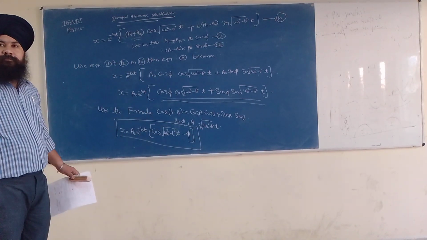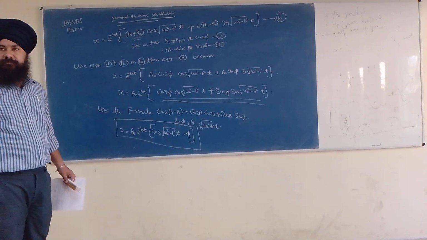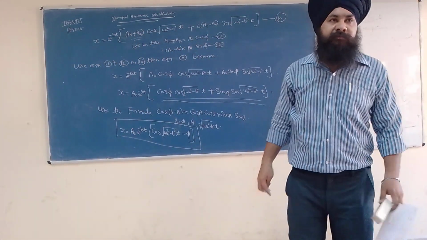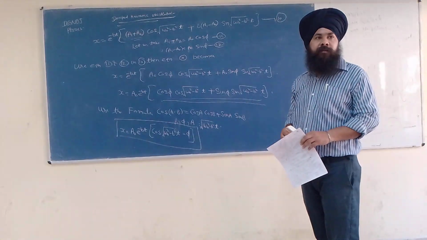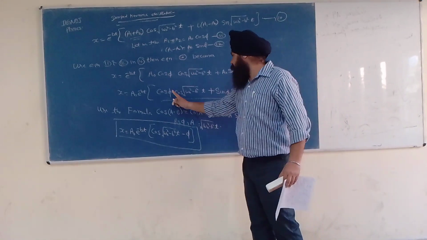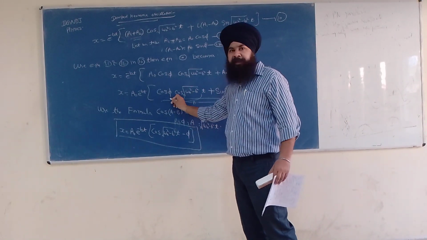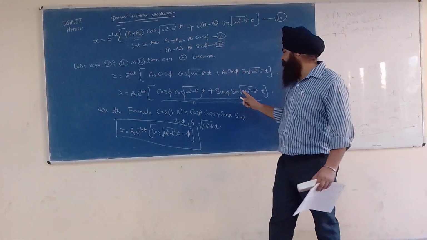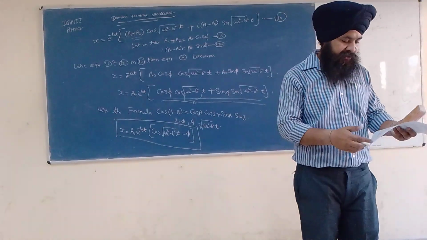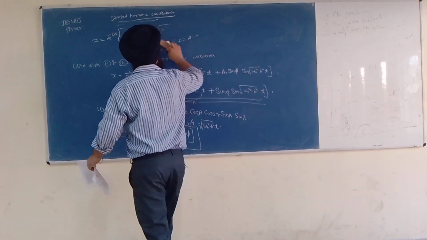Now see, this was a very lengthy equation, but it has become a very small equation. That is why we have used substitution. We have used the substitution. Okay, understood? See, this is cos a cos b plus sin a sin b, which becomes cos of a minus b. So I will write the final equation here.